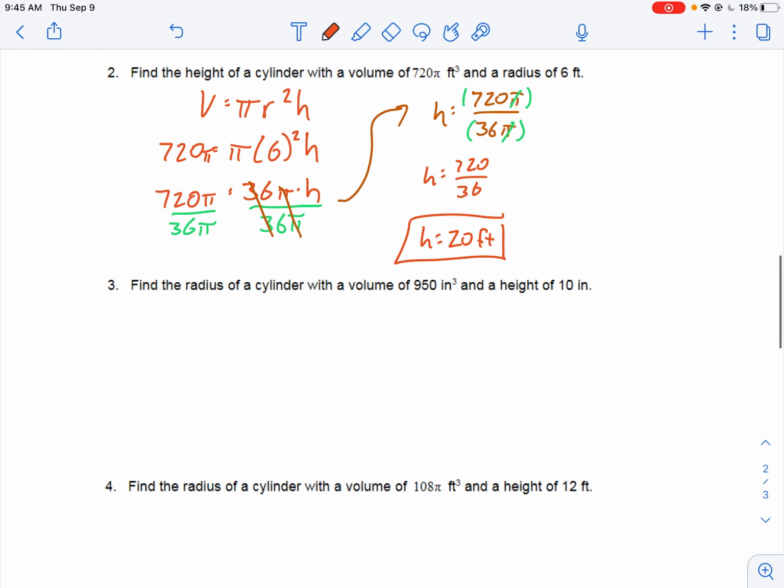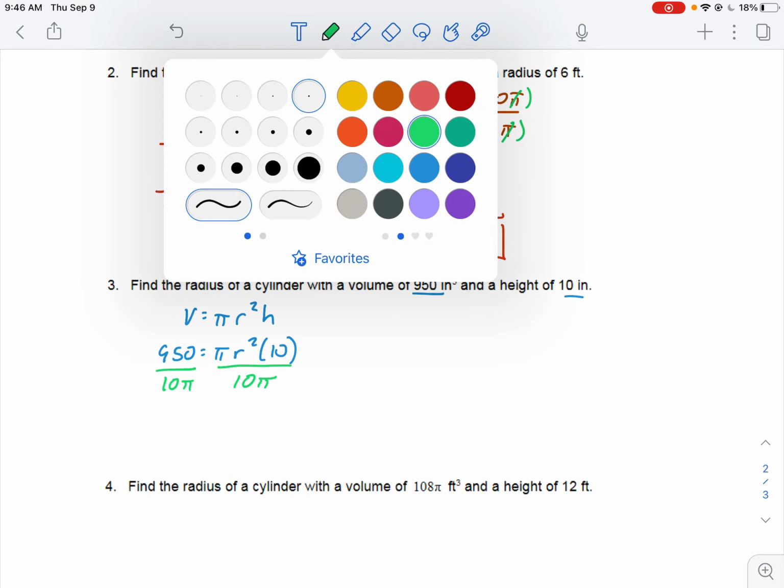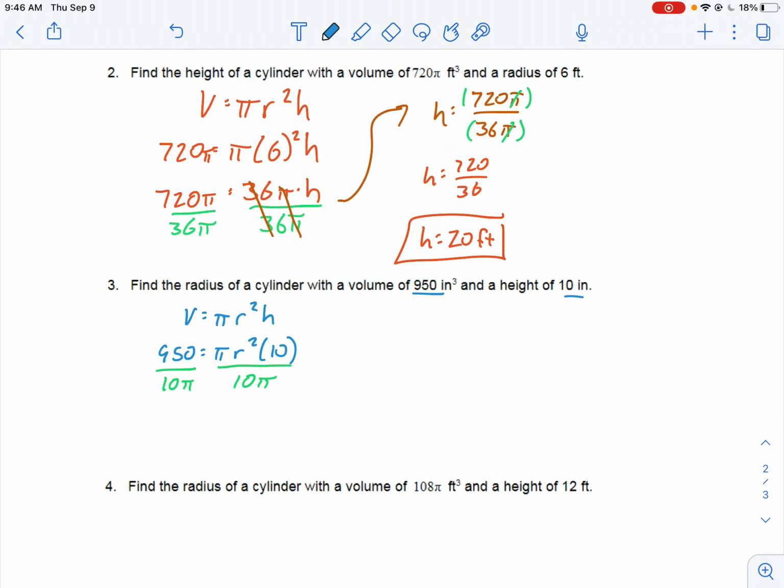Number three is still working with, let's change colors here, a cylinder. So I'm using the same formula. Now my volume is 950, so I put in 950 for V, and my height is 10. So now I have to find the radius. Again, since all these terms are being multiplied, I can just divide by both the 10 and the pi. And now it's a little bit of calculator work.